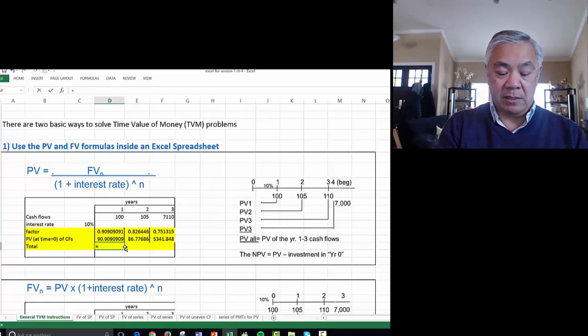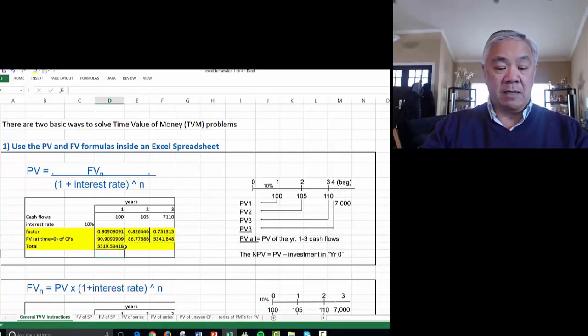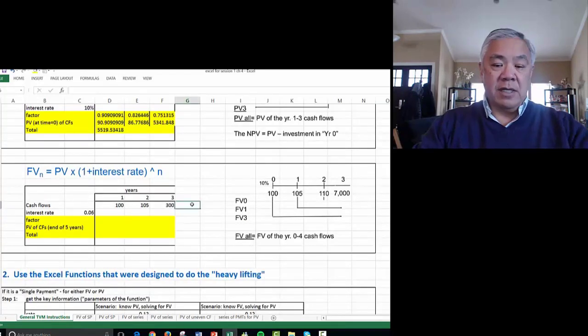And if we do the total equals sum, open parens, shade the 3 cells, close parens, we end up with $5,519. $100 a year from now, $105 2 years from now, and $7,110 3 years from now is worth $5,519 today. So that's an example of using the formulas, the ones that we just derived. And here was a little picture of it, right? 100, 105, 110, 7,000, all future value. So let's do the future value using the formula that we're accustomed to and we just derived.